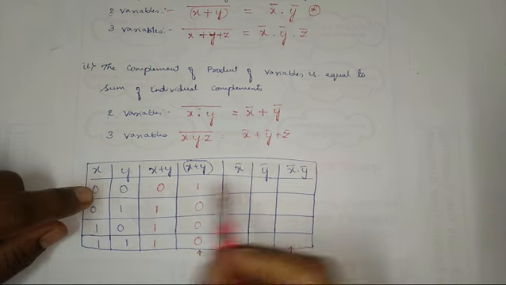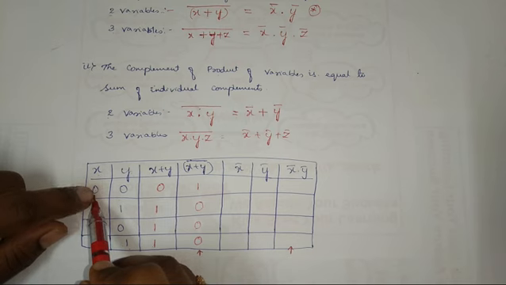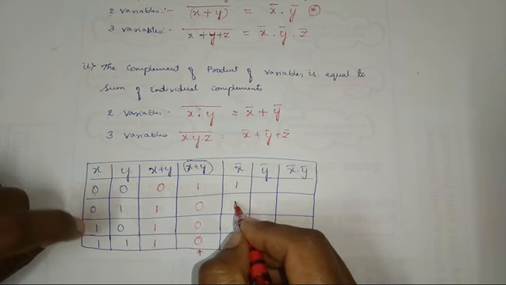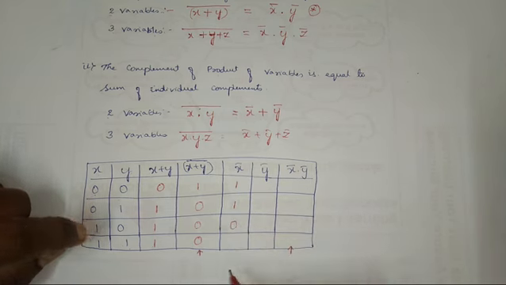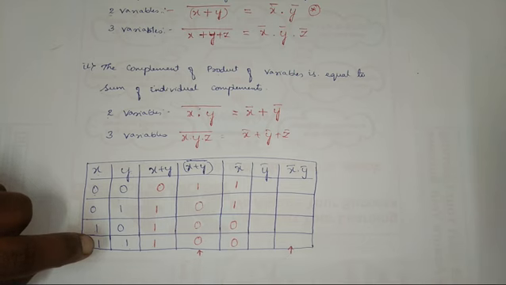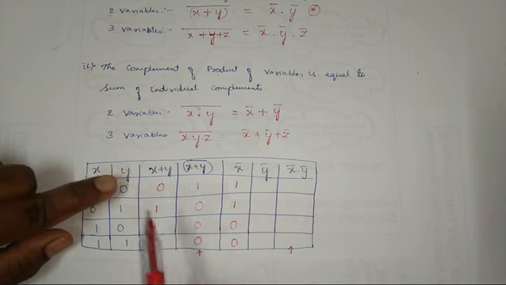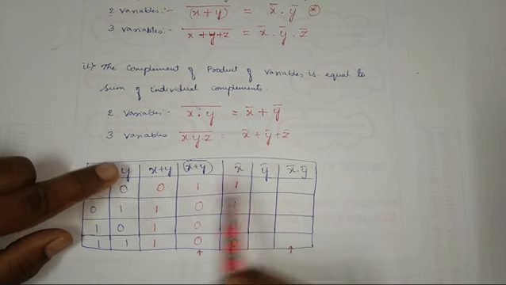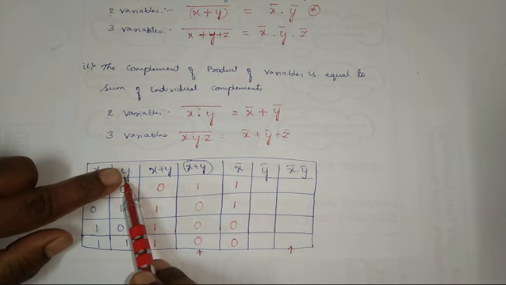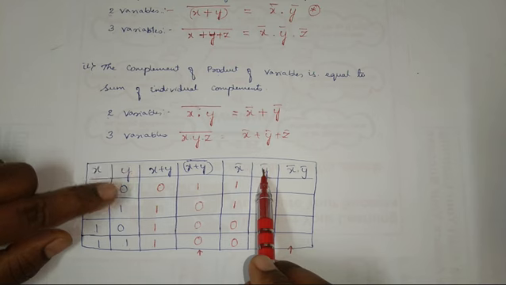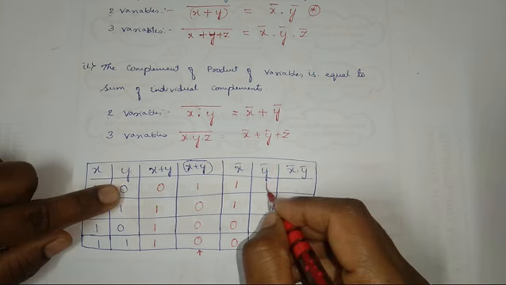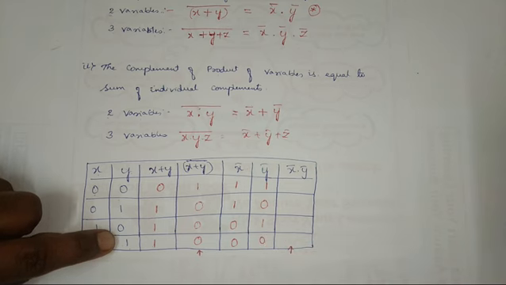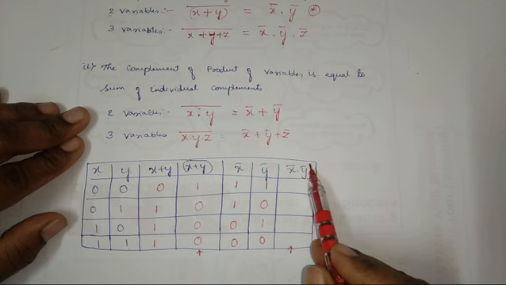Next, x bar. So 0 is there. What is the complement of 0? For 0 it is 1, 0 again 1. For 1 it is 0. For 1 it is 0. Okay. Next, y. What I need here is y bar. So I'll go to y. For y, what we have to take? We have to take a complement. So for 0, what is the complement? 1. For 1 it is 0. Again 1, 0. Fine.